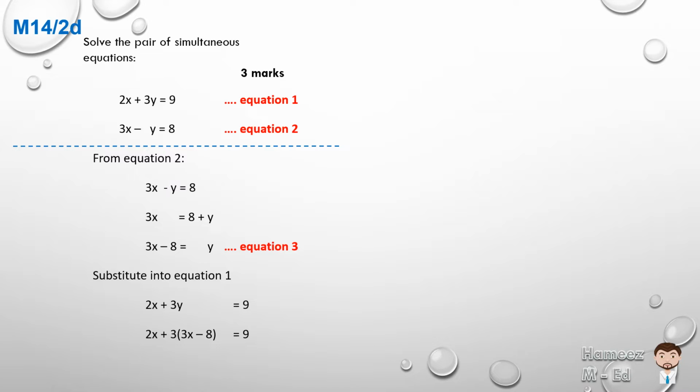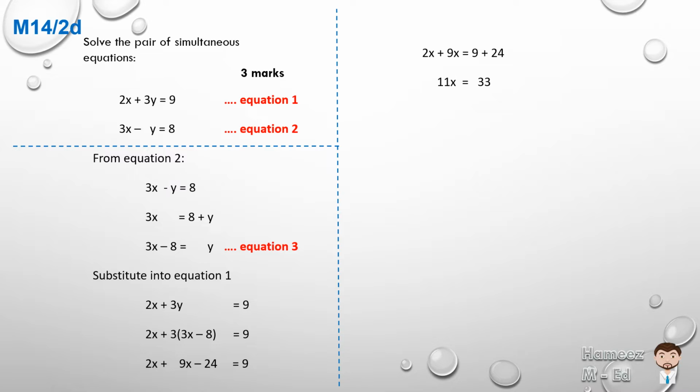So 2x plus 3 times 3x, that's 9x. 3 times 8 is minus 24 is equal to 9. And we have x's and we have numbers alone. So let's keep the x's on one side and let's keep the numbers on the other side. And then we'll be able to simplify. So let's rewrite. 2x plus 9x is already on the left hand side. Leave it there. Just take the minus 24 and carry it across. So we'll have 9 plus 24. And the left hand side will work out to be 11x is equal to 9 plus 24 is 33.